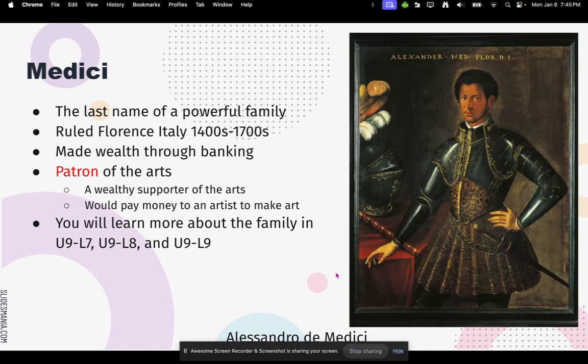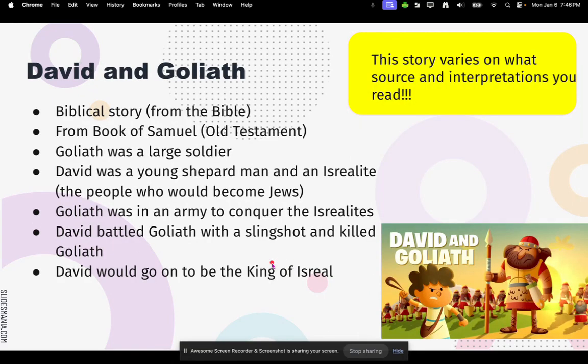The first topic is the Medici family. I talked about them a couple of times before this, but they were a very powerful family who ruled Florence, Italy from the 1400s until the 1700s. They made their wealth through banking, so they're bankers. They're also patrons of the arts, which is a wealthy supporter of the arts. They would pay money to an artist to make art. And you will learn more about that family in U9-L7, L8, and L9.